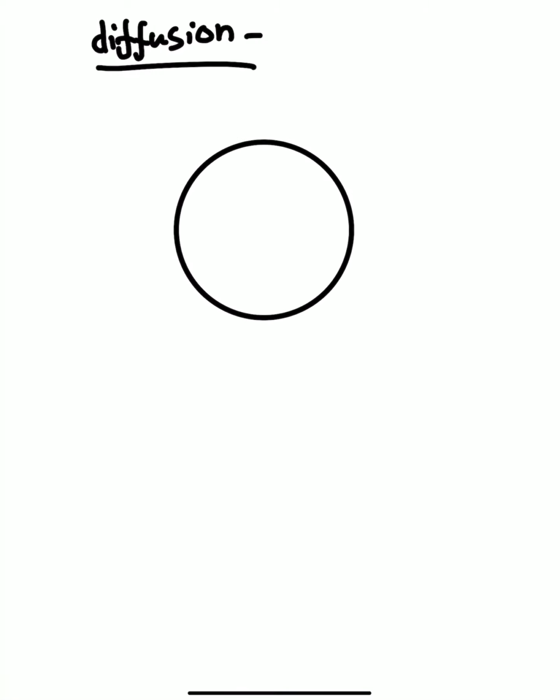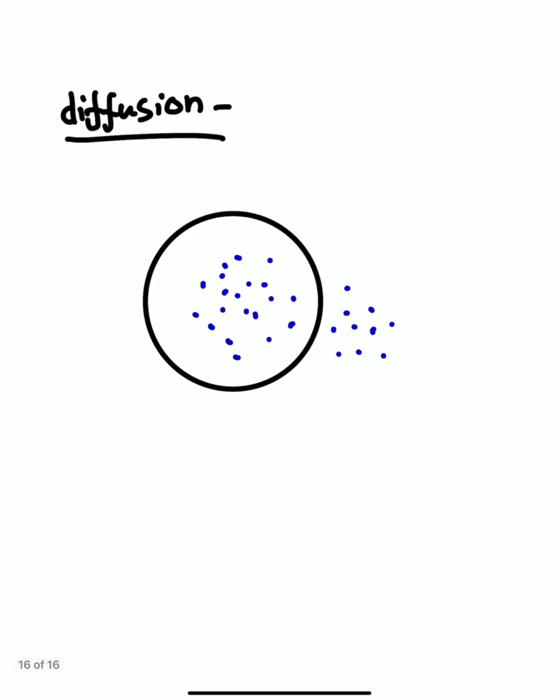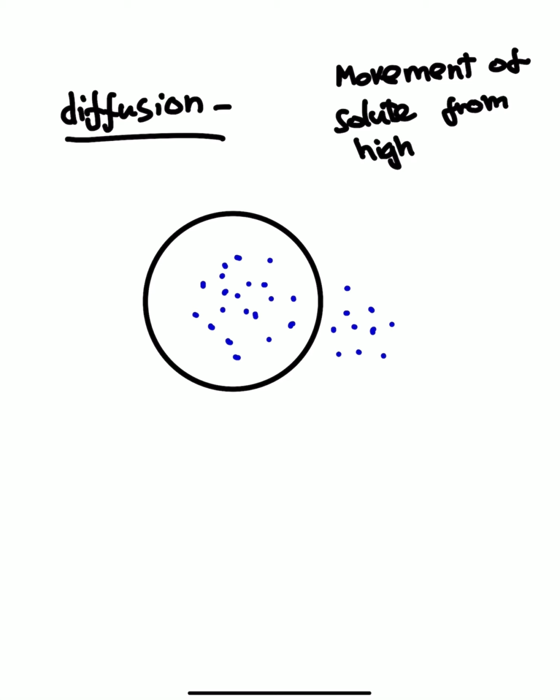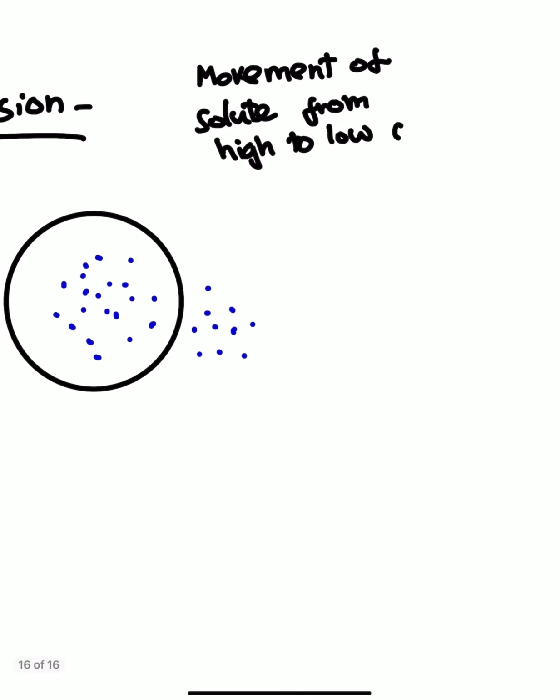Hey guys, in this video we are going to see a type of passive transport, diffusion. So here I have drawn a cell and those blue dots indicate a solute which is present inside as well as outside the cell. So diffusion is a passive process. That means it doesn't require ATP for energy.